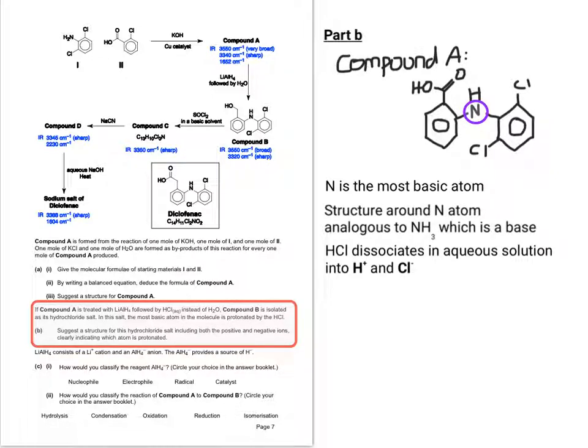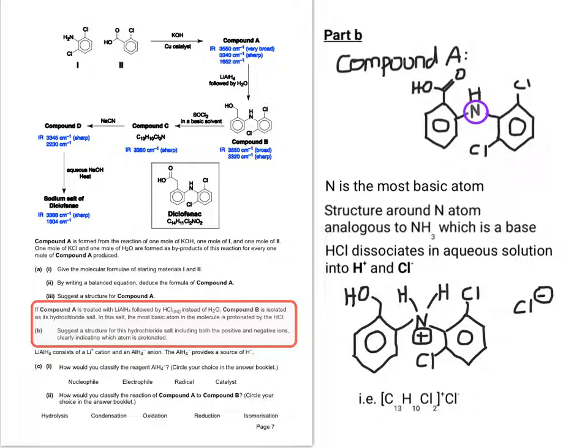And if we remember that HCl dissociates in aqueous solution into H+ and Cl-, we can start to see where the H+ will go and where the Cl- will go. That allows us to draw out the hydrochloride salt with both the negative and the positive ions. And I put the structural formula at the bottom to help you visualize what I mean.